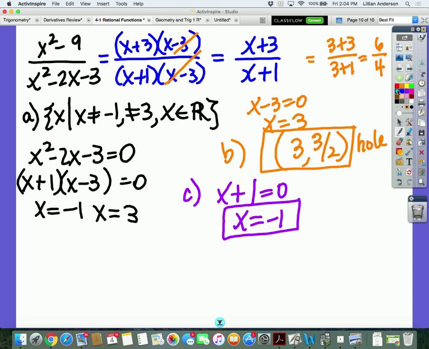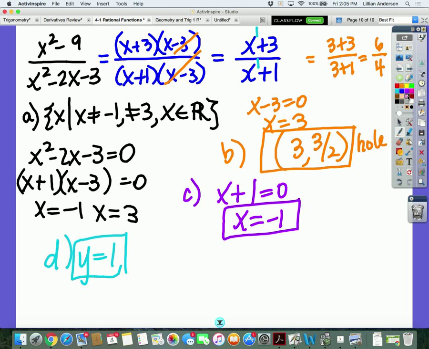Now to find our horizontal asymptote, we can still use the simplified version. We look at the degree. What's the degree at the top? 1. What's the degree at the bottom? 1. Since they're equal, it's going to be the coefficients, which are 1 over 1. Okay? All right. If you have a horizontal asymptote, that means you don't have an oblique, so we don't have to do E.